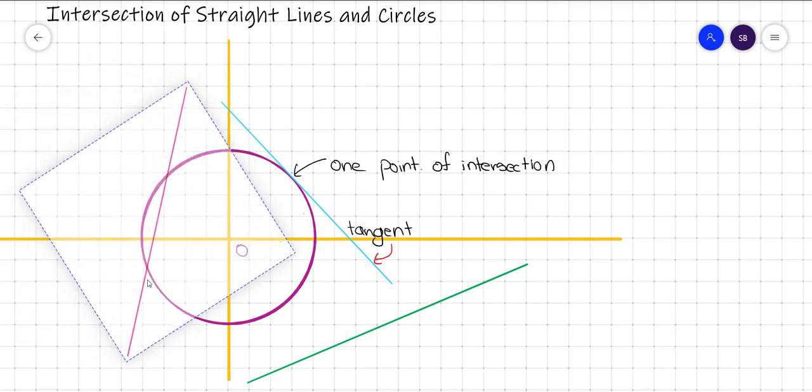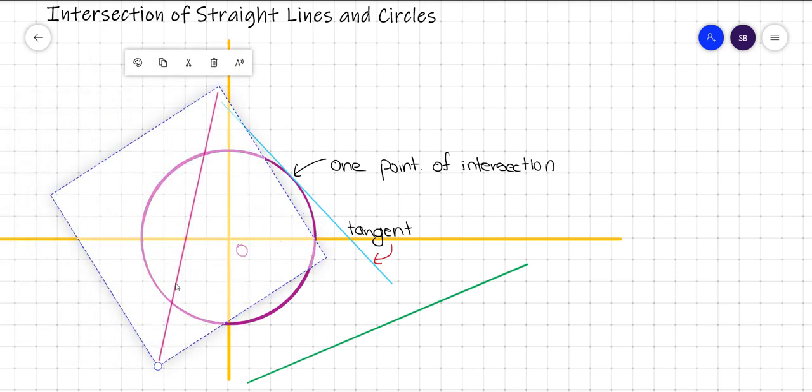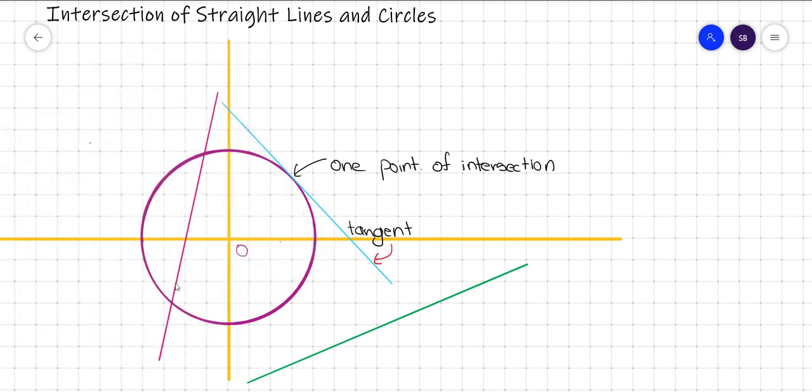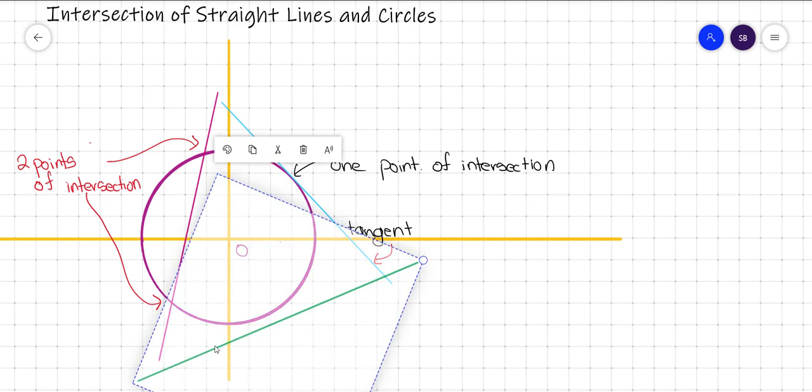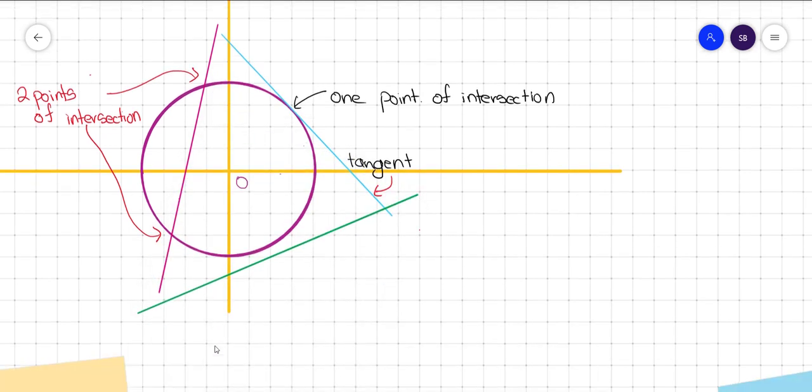Now this may intersect the circle at 2 different points. So there are 2 points of intersection. How about this? This line may not intersect the circle at all. So here, no points of intersection.